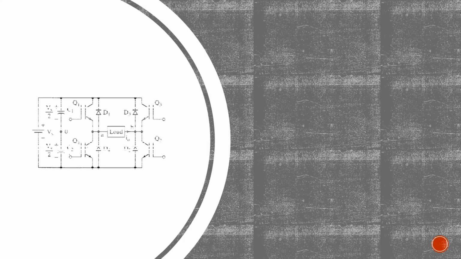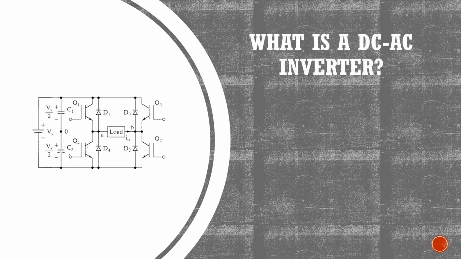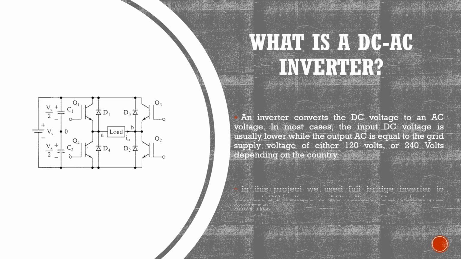At first, let's get introduced with DC to AC inverter. An inverter is a circuit which converts DC voltage into AC voltage. Generally, lower DC voltage is converted to higher grid voltages using a DC to AC inverter. In this project, we used a full bridge inverter whose circuit is shown here. Our designed output voltage is 220 volt AC.